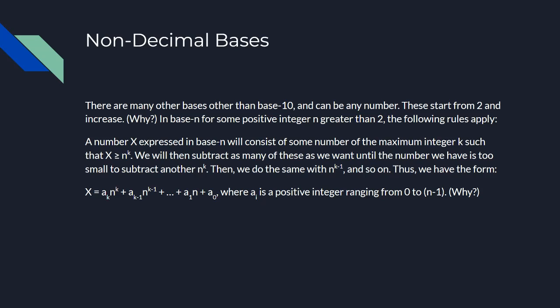So it's going to range from 0 to n minus 1, because, again, this concept of overflow, if it goes to n, you're just going to overflow into whatever the next digit happens to be, right? So you can't have anything greater than n minus 1.